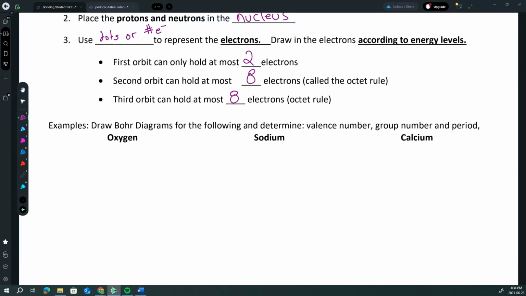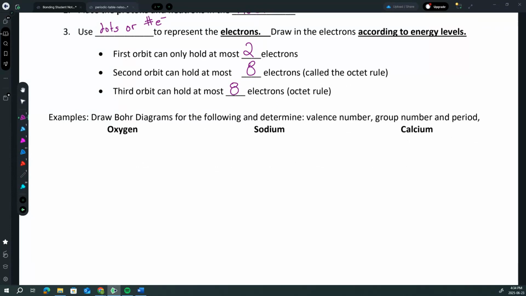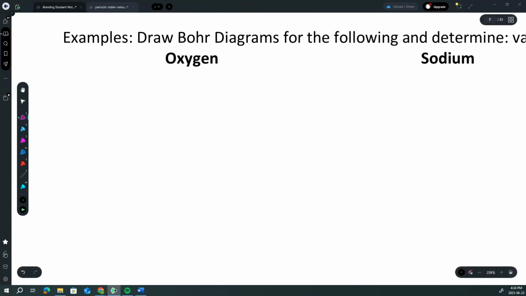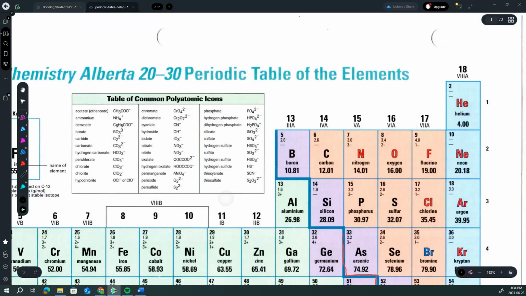So for example here, we're going to draw Bohr diagrams for the following and determine the valence number, group number, as well as the period. Looking at oxygen here, first off, let's just draw the nucleus. Then I'm going to go to my periodic table and locate oxygen. So oxygen is right here.